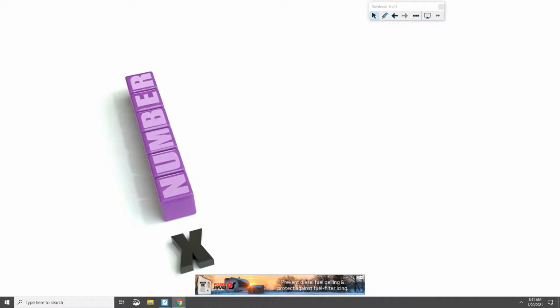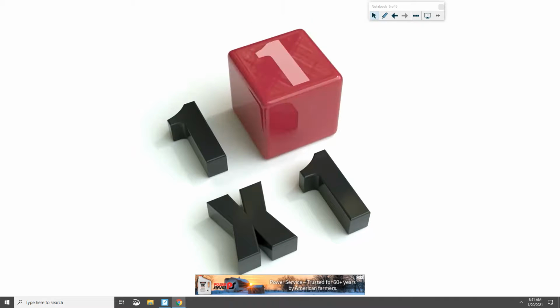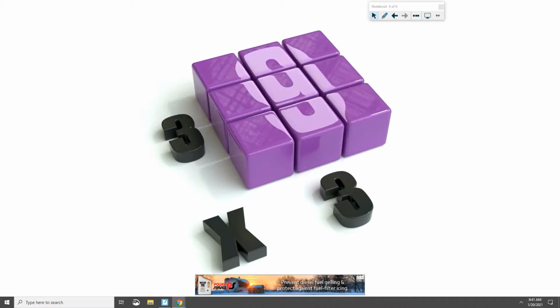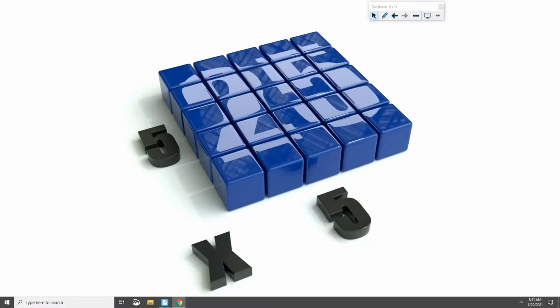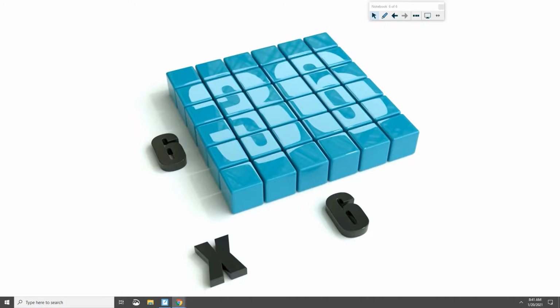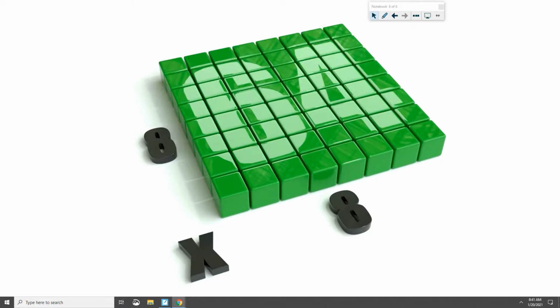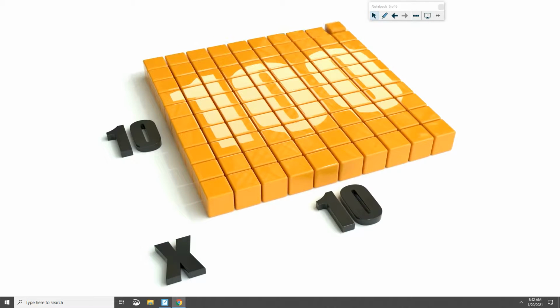You multiply a number by itself, just like 1 times 1 is 1, and 2 times 2 is 4, 3 times 3 is 9, a square number. 4 times 4 is 16. 5 times 5 is 25. 6 times 6 is 36. 7 times 7 is 49. 8 times 8 is 64. 9 times 9 is 81. 10 times 10 is 100.